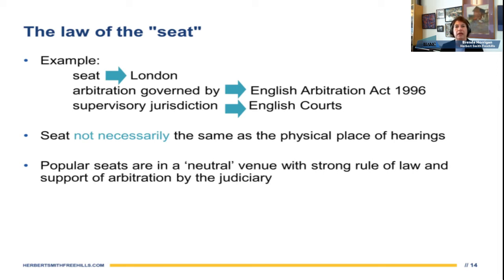And it may very well be in the current times that your venue is virtual, because many people are not traveling to hearings at the moment, and they're simply having virtual hearings. All of the popular seats are in neutral venues, as I mentioned, with a strong rule of law and support of arbitration by the judiciary.